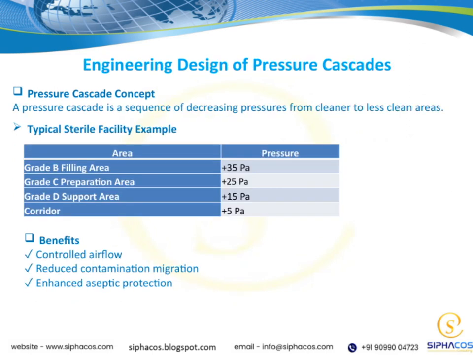Let's talk about the benefits of controlling airflow through pressure cascades. By maintaining higher pressure in cleaner areas, we reduce the risk of contamination moving where it shouldn't. This creates a safer, more aseptic environment. For example, in a typical sterile facility, the filling area holds the highest pressure, then preparation, support, and finally the corridor, each step down by a set amount. This pressure cascade keeps the cleanest zones protected, supporting product quality and safety.